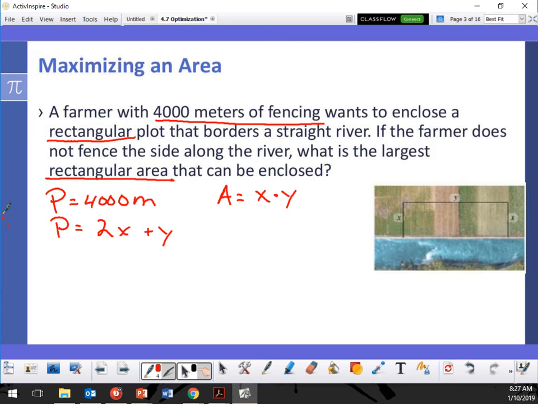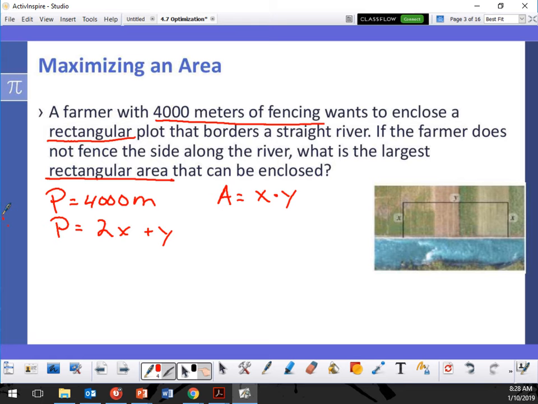So now, for this problem right here, I need to know that I am going to maximize something. What am I maximizing? Area. Maximizing the area. So what function do I have to maximize? Am I maximizing the perimeter? No. I'm not maximizing the perimeter, I'm maximizing the area. Good, that's important.